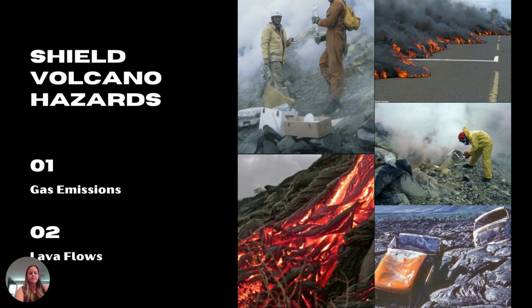All right, looking at some of the volcanic hazards on a shield volcano, we have gas emissions and lava flows are the two highest. So we're looking at sulfur dioxide and some carbon dioxide emissions, and then obviously lava flows. Lava doesn't care where your house is or where your cars are, or where we built roads. It's just going to run right over it. So these are some hazards to look out for with shield volcanoes.